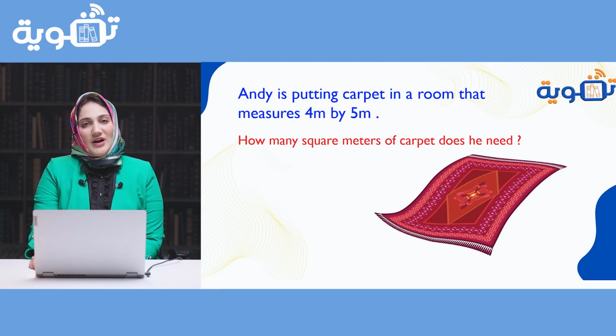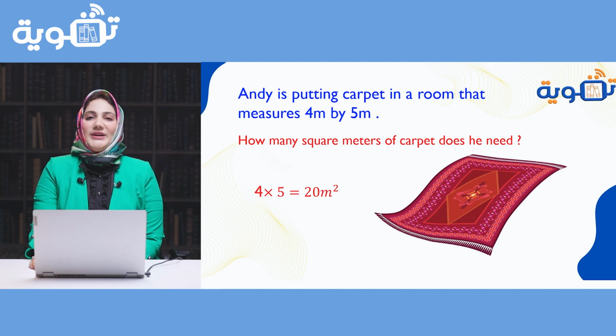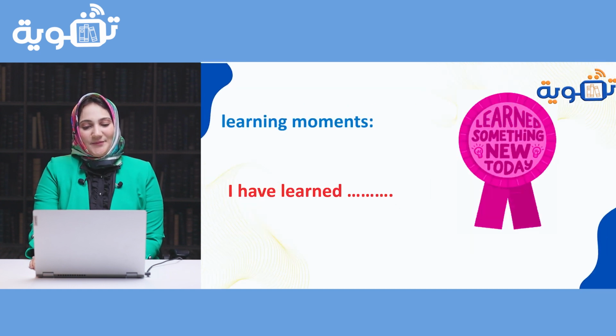So again, to find the area, we said for the rectangle, length times width. So 4 times 5 equals 20 meters squared.